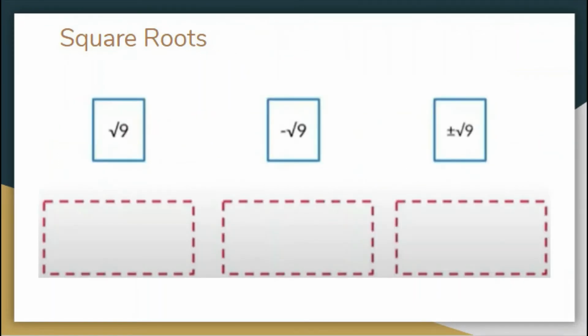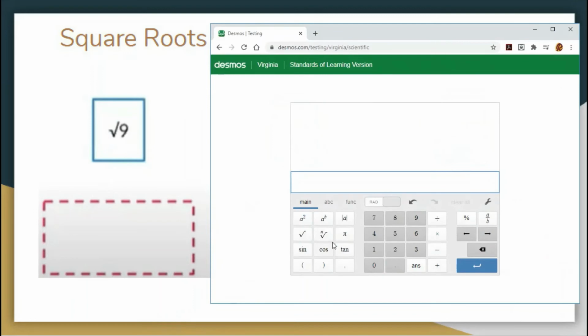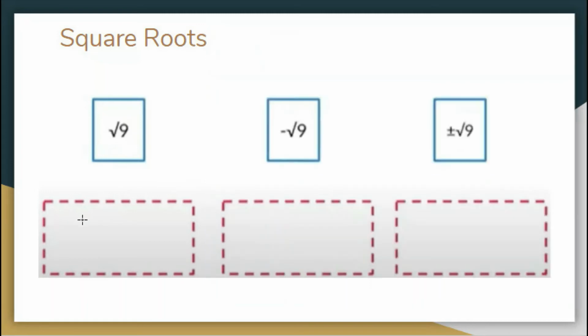Alright, while we're talking about square roots and radicals, there's some other things you need to know. So when you see this radical sign, that's just a regular square root sign, right? So if I was going to put that in my Desmos, I could hit radical and then 9, and I see that it gives me 3 as my answer, because the square root of 9 is 3, because 3 times 3 gives me 9.